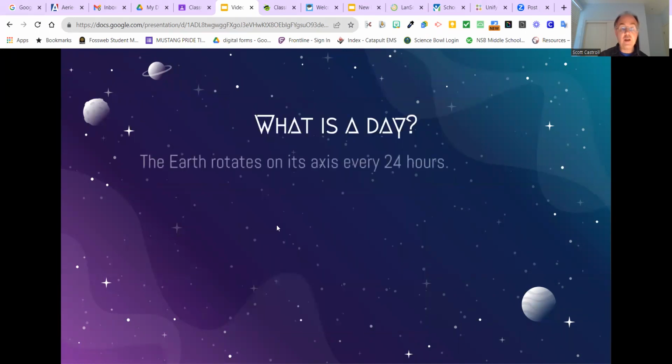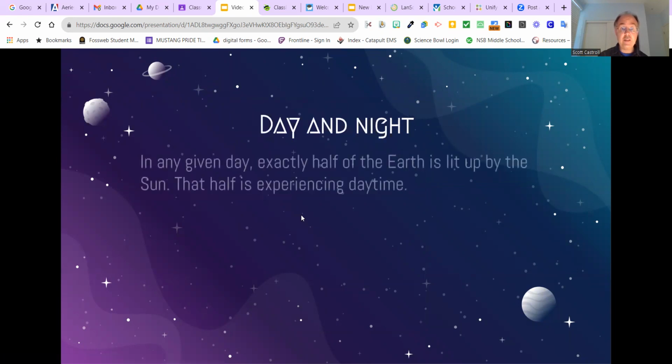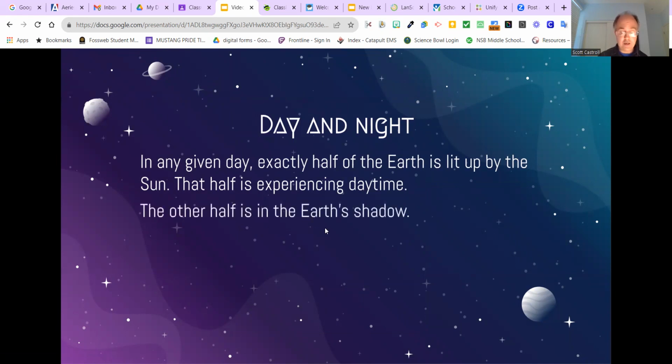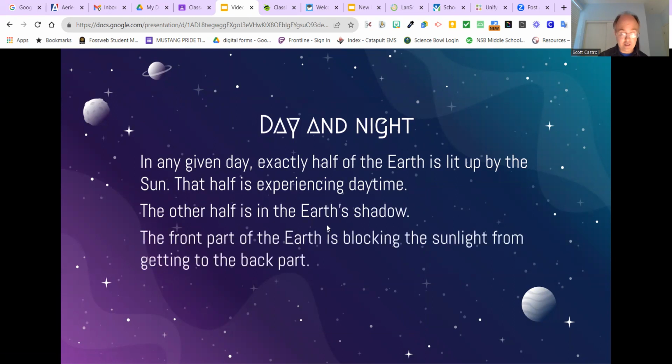What is a day? A day is just the amount of time that the Earth takes to rotate on its axis, once every 24 hours. So how does that become day and night? On any given day, exactly half of the Earth is lit up. That half is experiencing daytime. The half that's not lit up is nighttime. Earth is actually casting a shadow over its back half, so sunlight can't get there. That's the difference between day and night.